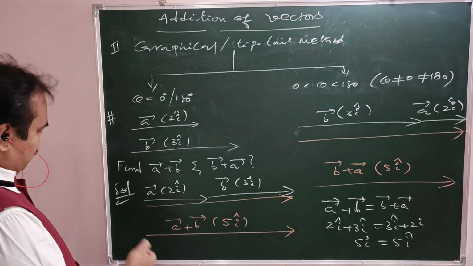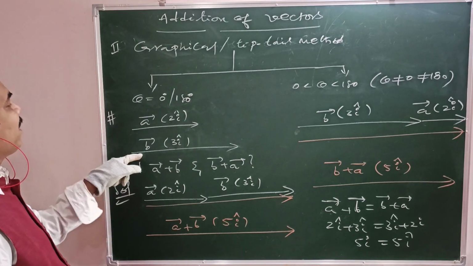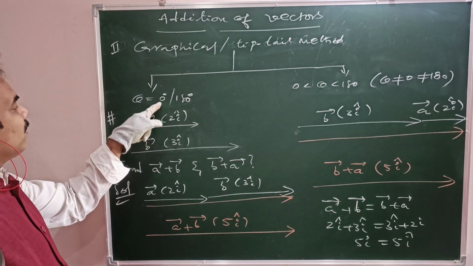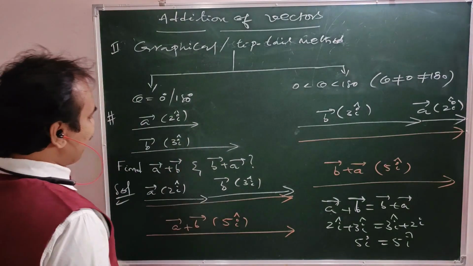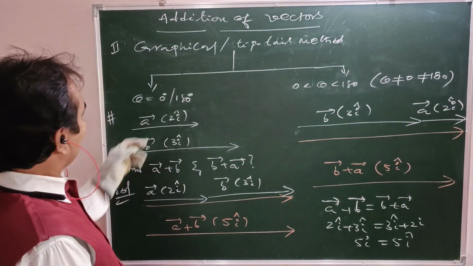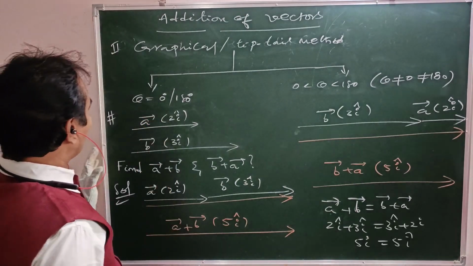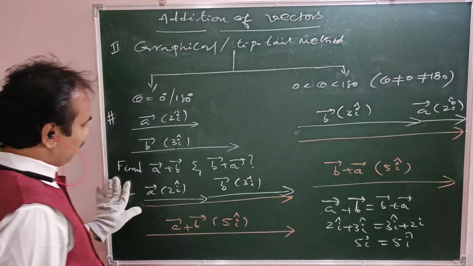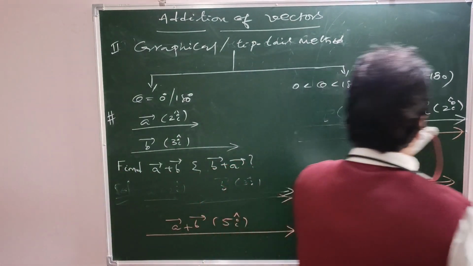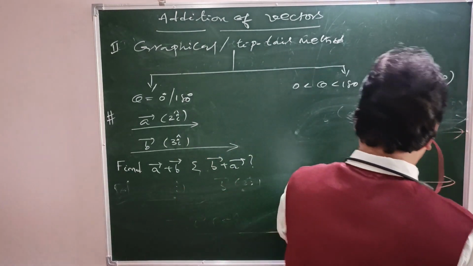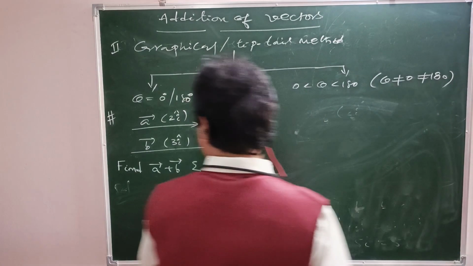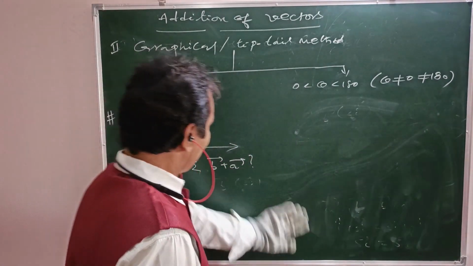That is when given vectors are inclined at an angle 0 degrees or 180 degrees. That is parallel or anti-parallel. This time the parallel concept is over. Now coming to anti-parallel. Anti-parallel means A bar and B bar are opposite to each other.